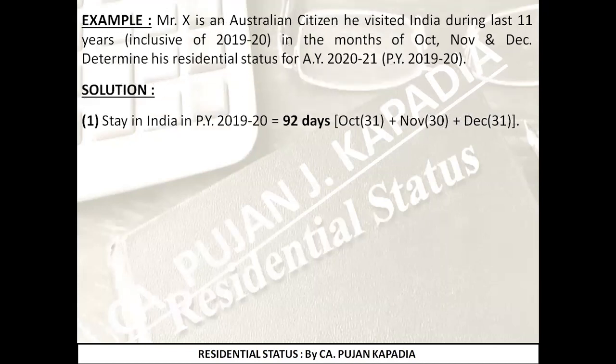First of all, I'm going to check my basic conditions to know whether that person is resident or non-resident. In the first point, I calculate his stay in India in the previous year. In the previous year, he stays for a total of 92 days: October 31, November 30 days, and December 31 days. My basic condition 1 says that he should be in India for at least 182 days, but he is actually there for 92 days only. So my basic condition 1 is not being satisfied.